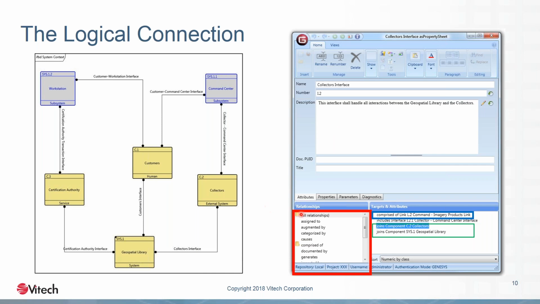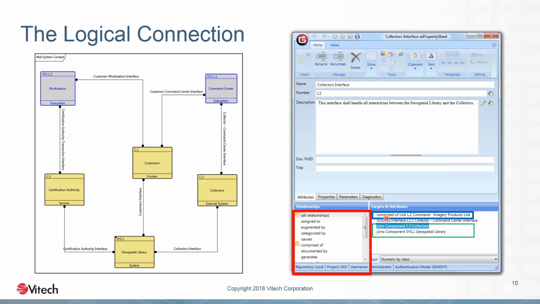So what I'm going to do is, on the property sheet to the right here, we notice that there's a series of relationships that are possible. What I want to emphasize is that for this example, the logical connection for the collectors interface, we can see that it joins two separate components, the collectors and also the geospatial library. So we're establishing the first level interconnectivity. This is the logical connection.